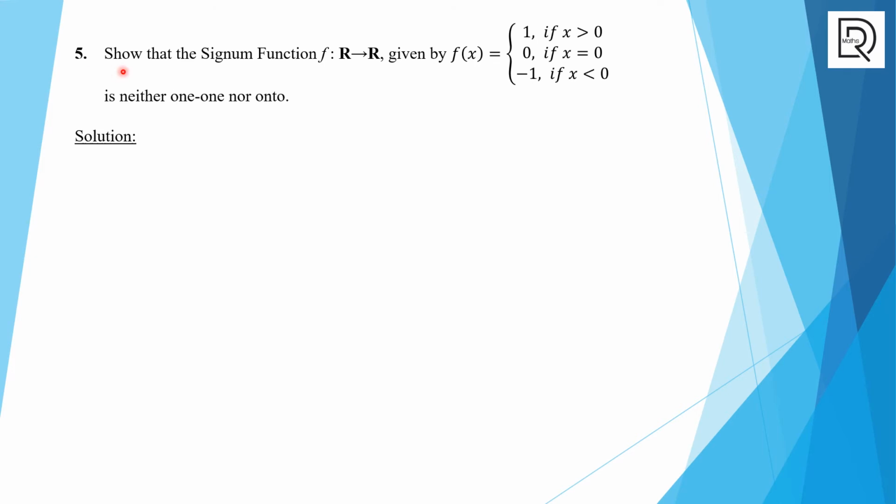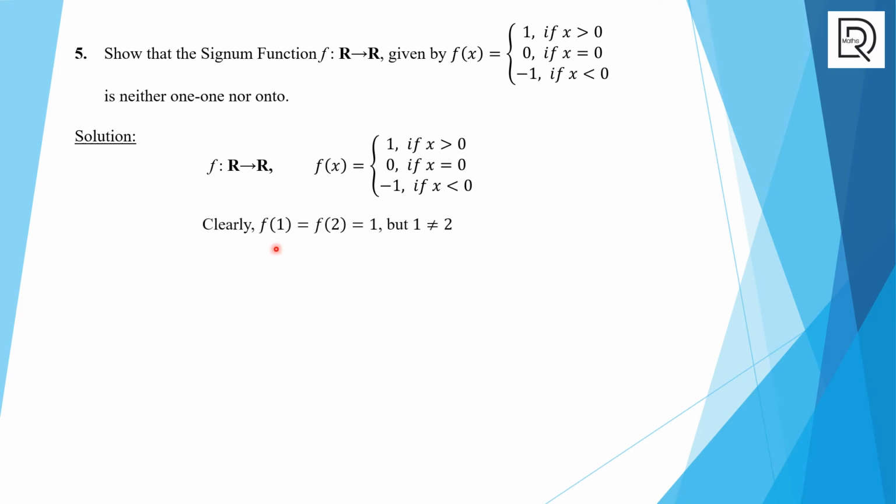Next question number 5. Show that the signum function f from R to R given by f of x equal 1 if x is greater than 0, 0 if x equals 0, minus 1 if x is less than 0 is neither 1-1 nor onto. Here we also give a counter example to show that our given function is not 1-1 and not onto. So this is our given function. So clearly f of 1 equal f of 2 equal 1 because 1 and 2 both are greater than 0. So their images are 1, but 1 is not equal to 2. So therefore f is not 1-1.